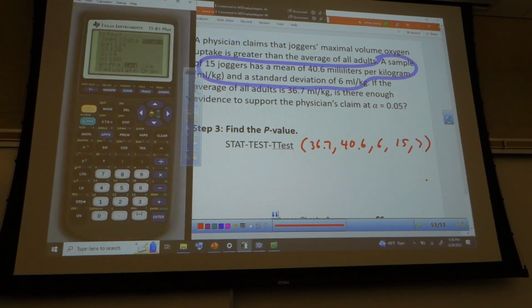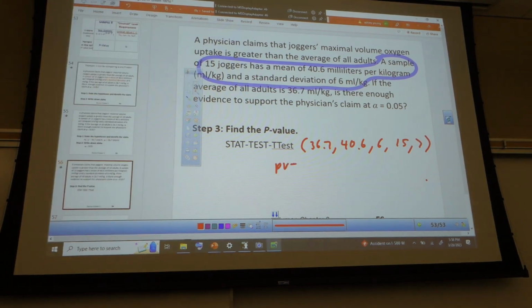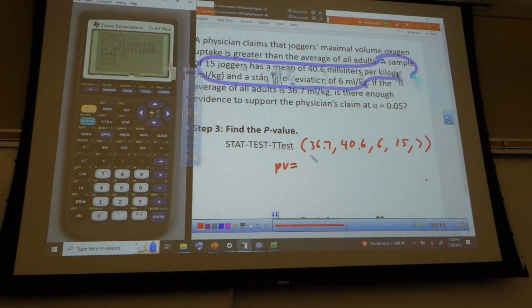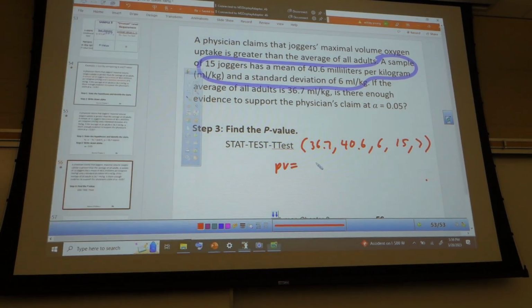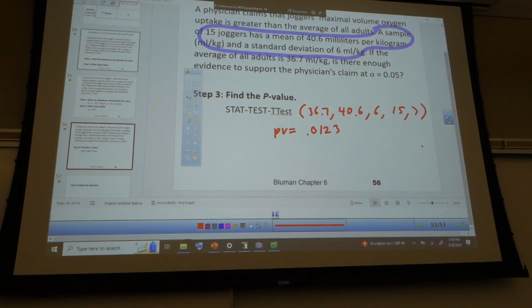So I'm going to pop all that into my calculator. 36.7, 40.6, 6, 15 people, and greater than, all the way at the end, greater than. And I get a p-value of 0.0123. Okay, seems reasonable.